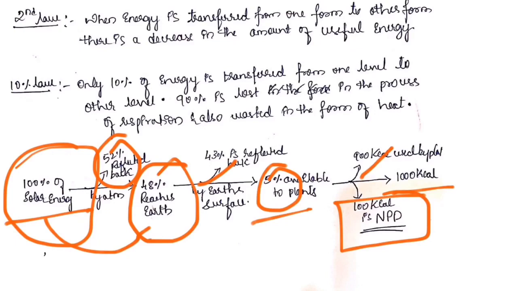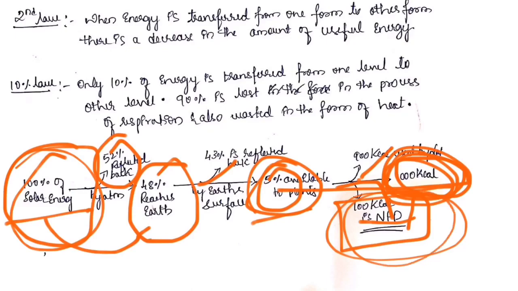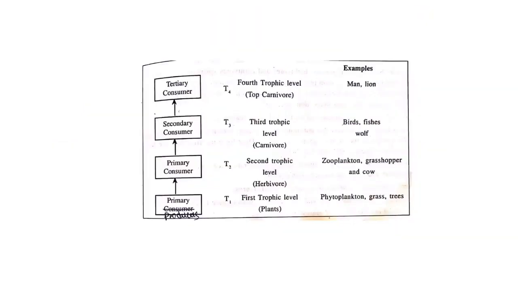So here, see, out of 100%, only 5% is available. Utilizing this 5%, it is synthesizing 100 kilocalories of energy. Out of this 100 kilocalories of energy, the amount of energy entering the next trophic level is just 10%. This is about the 10% law. See here, primary producers, from primary producers it enters the primary consumers, from primary consumers to secondary consumers to tertiary consumers. This is how the transfer of energy takes place.